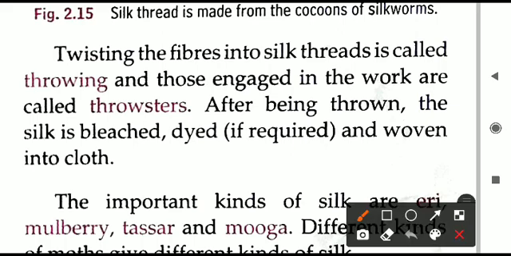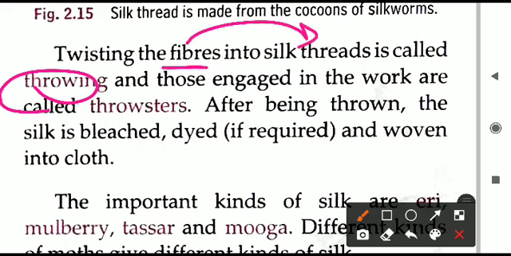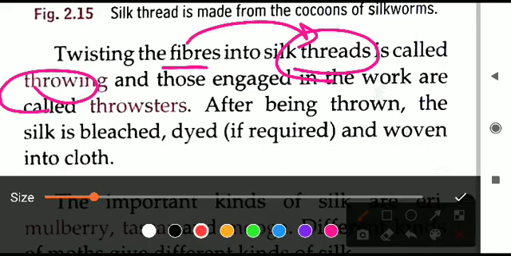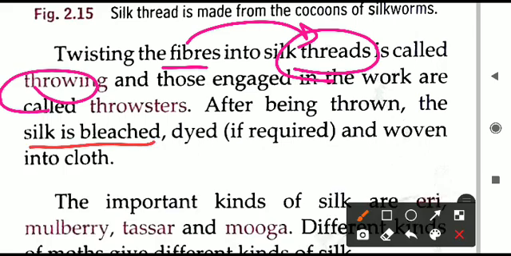After being thrown, what has happened? After being thrown does not mean we are throwing something. Throwing is this thing only: we are converting the fiber into thread. So after we have converted the silk fiber into silk thread, what will we do? We will bleach it. We will do the bleaching of the silk, then dyeing of the silk is done, and then finally it is woven into cloth.